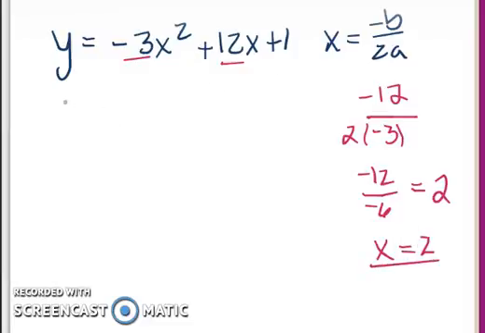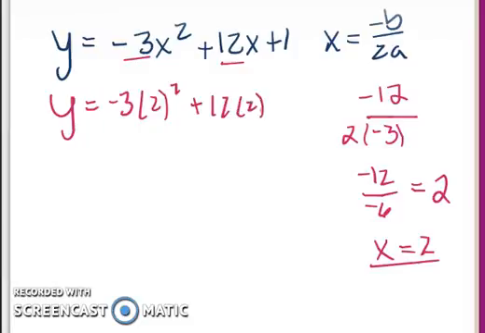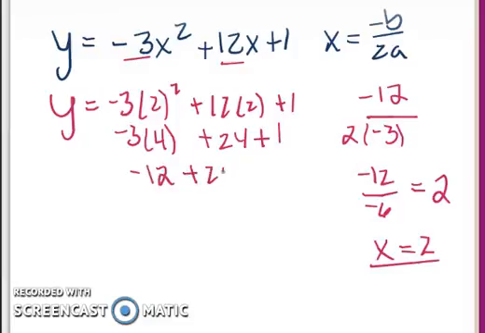Next, we have to plug that 2 back into the equation so we can find our y value. This is going to be negative 3 times 2 squared, which is negative 3 times 4, plus 12 times 2 is 24, plus 1. This is going to become negative 12 plus 24 plus 1. And we get 12 plus 1, and we eventually get 13 equals y. That was quite a bit of work just to solve for our first piece.